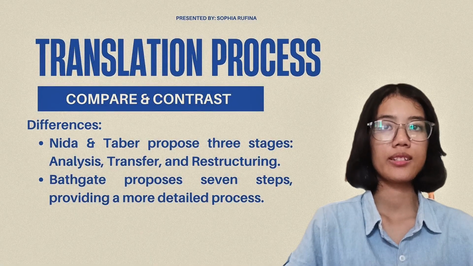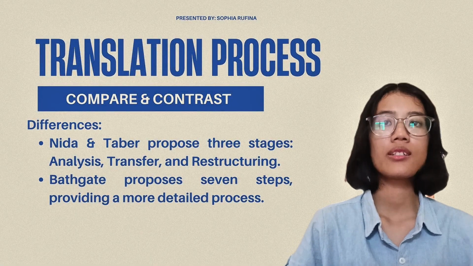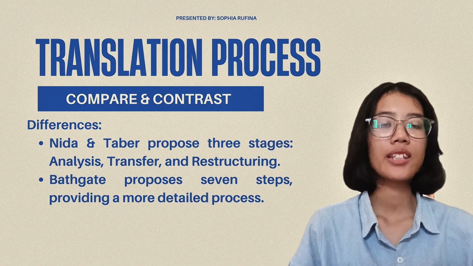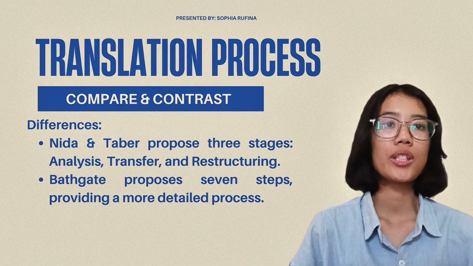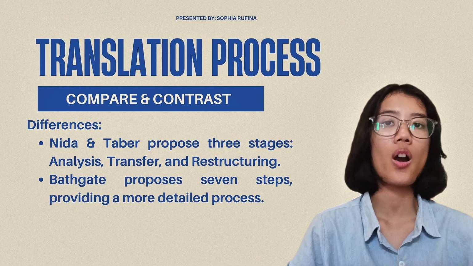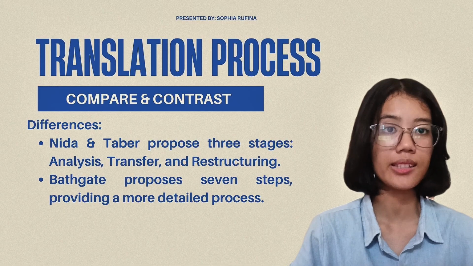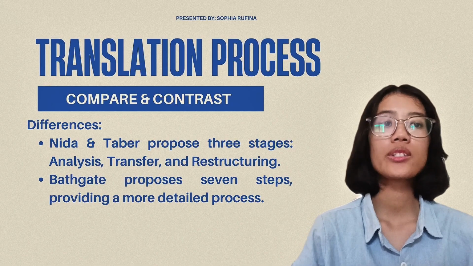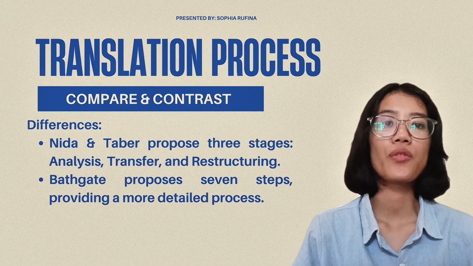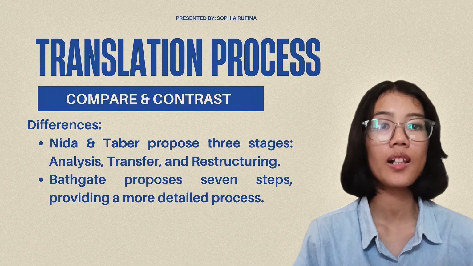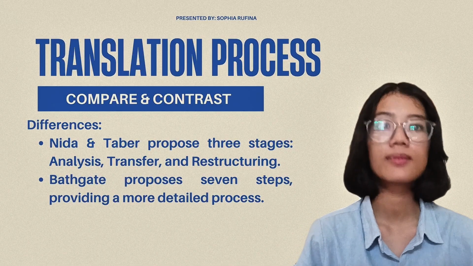For the difference, the main difference is the type of detail. Nida and Taber keep it simple with 3 steps, focusing more on the mental side. Meanwhile, Pettigate proposes 7 steps, providing a more detailed process that is very practical and operational.